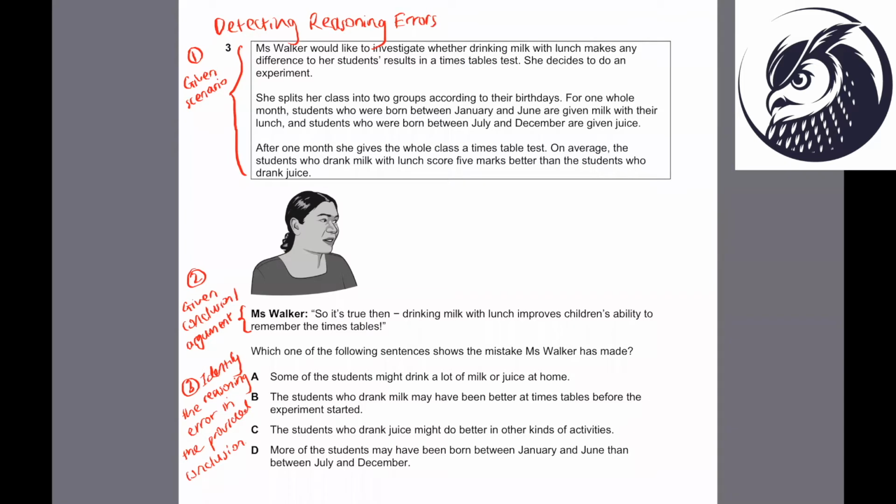It says, Ms. Walker would like to investigate whether drinking milk with lunch makes any difference to her students' results in a times tables test. She decides to do an experiment. She splits her class into 2 groups according to their birthdays. For 1 whole month, students who were born between January and June are given milk with their lunch, and students who were born between July and December are given juice. After 1 month, she gives the whole class a times tables test. On average, the students who drank milk with lunch score 5 marks better than the students who drank juice.